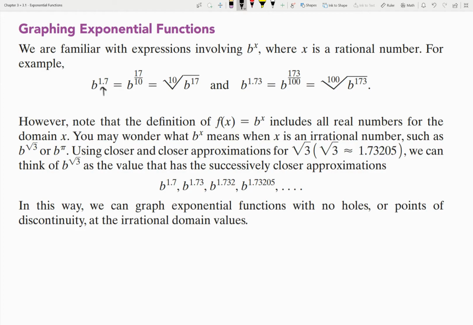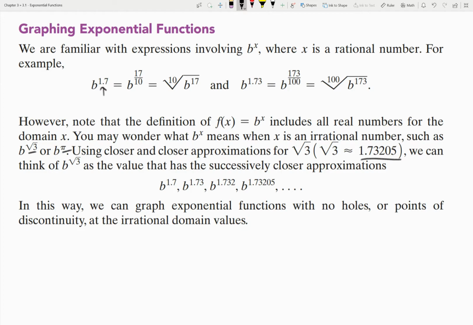But x, when we're talking about these exponential expressions, x can be any real number. So you may be curious if rational exponents are okay. So can you have b to the radical 3? Can you have b to the pi power? Sure. Estimate it. Use a decimal. Even your calculator might be able to plug something in.